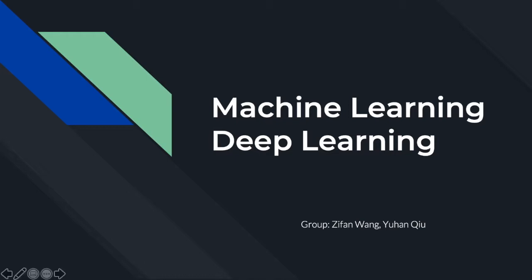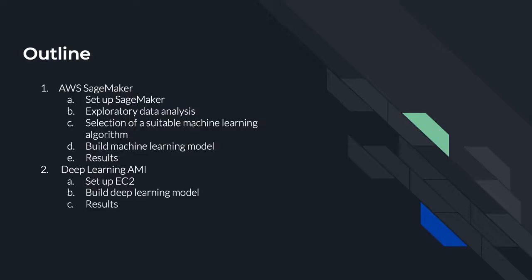Here's our lab 6, machine learning, deep learning. And we have two parts in this lab. The first one is AWS SageMaker, and the second one is deep learning AMI.